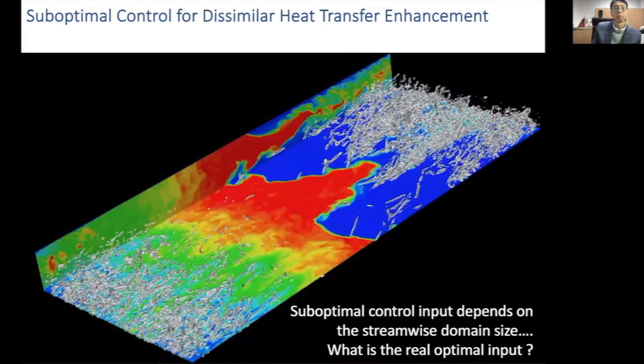But one problem in suboptimal control is that if you extend your domain, then the control input also has a longer length scale. So always inside your domain, you have one pair of blowing region and suction region. This means that the suboptimal control input depends on the streamwise domain size. So it's not a universal or global optimal input.